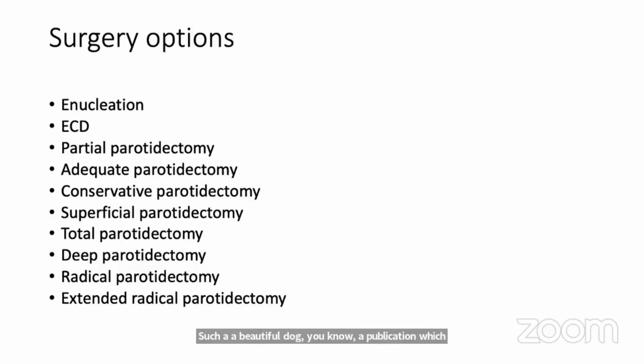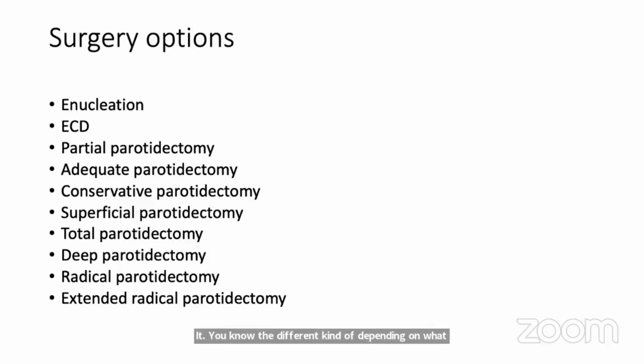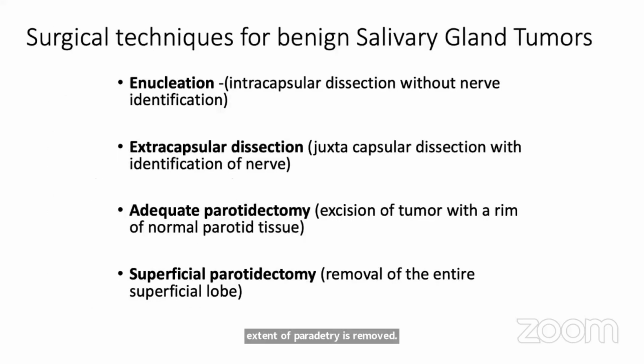Coming to the various options of surgery, you have a big list of them, and some of them are done only in benign tumors, for example enucleation, extracapsular dissection, partial parotidectomy, and adequate parotidectomy. The conservative parotidectomy is used less frequently. The first four are used for benign tumors, and starting from superficial parotidectomy onwards, the nomenclature depends on what extent of parotid is removed. These are the most commonly done, and as I already mentioned, the first three are usually done for benign tumors.